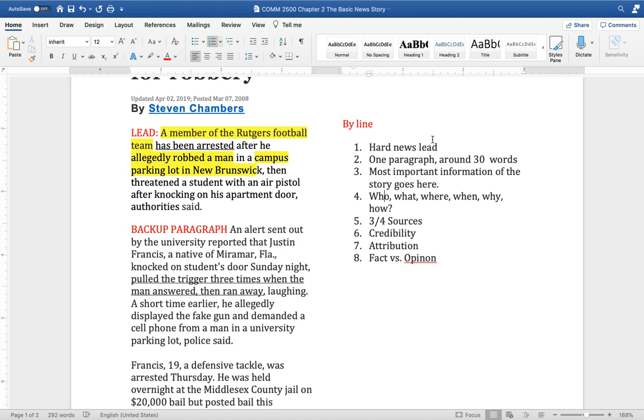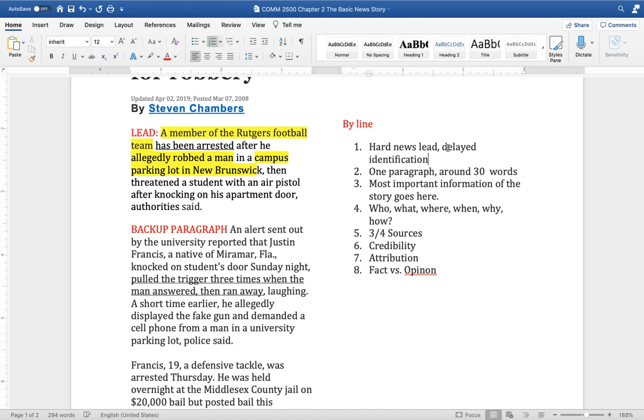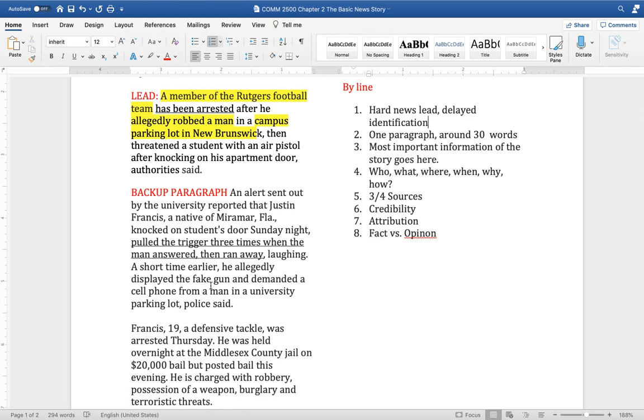In addition to being a hard news lead, it's also called a delayed identification lead. And that means you don't put the person's name in the lead, you put it in the second paragraph, right? So Justin Francis, a native of Miramar, Florida, knocked on the student's door Sunday night, pulled the trigger 3 times when the man answered, then ran away laughing. A short time later, he allegedly displayed the fake gun and demanded a cell phone from a man in a university parking lot, police said.